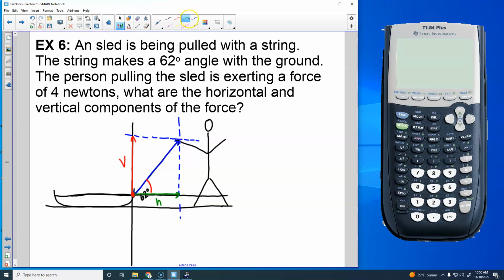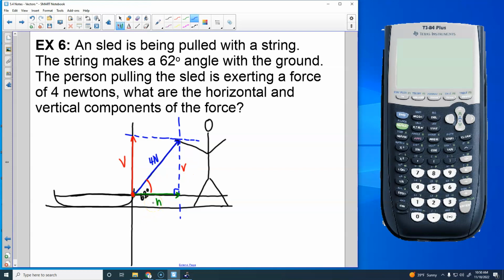Our hypotenuse, we would label it with 4 newtons. That's our force. And so if this side right here is V, this side right here is also V, and this would be a right angle right here. So we're going to break this down like we did the last problem. We would begin by looking for either V or H. It does not matter which one.